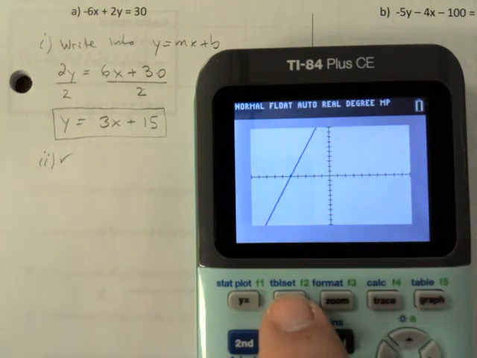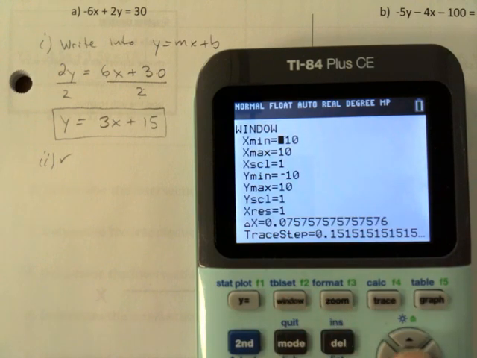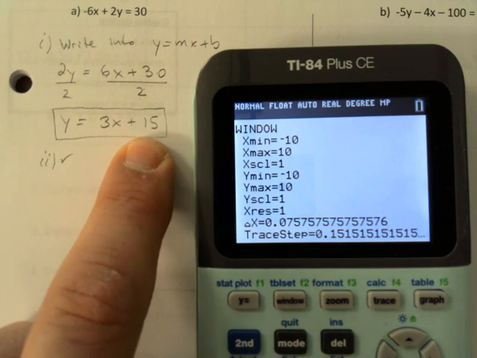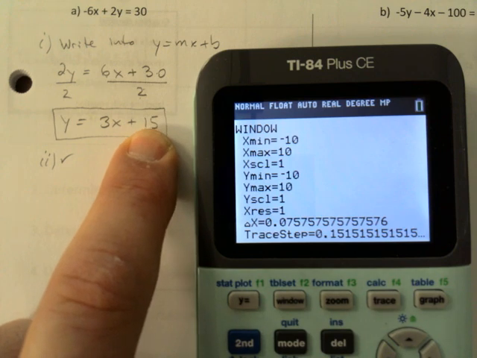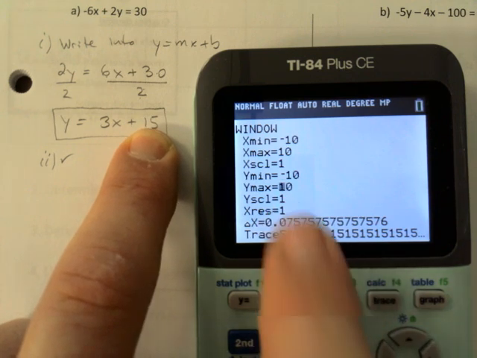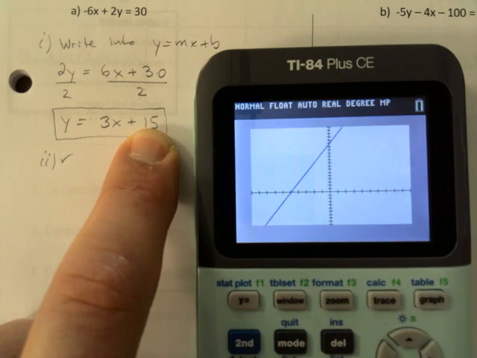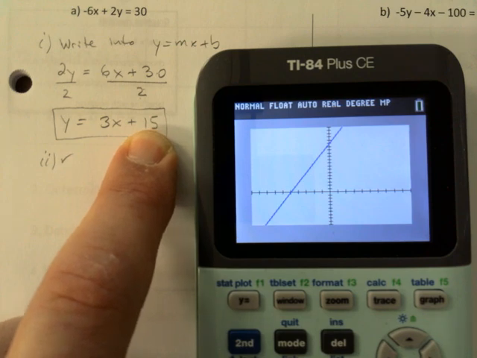So I need to go to window, and what am I going to change? Y max, right? What should I change it to? You can tell, look at your equation. What's your y-intercept? 15. So I'm going to go 20 for my y max. And that's all I need to see so far. So we graphed it. Pretty good.